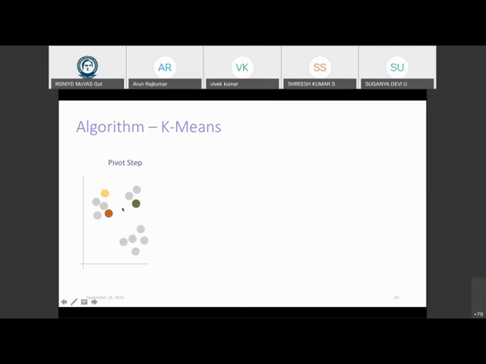Now the other points are all gray, so I don't know their colors. I have to assign a color to each of the other points. If I know this is yellow, this is brown, and this is green, how do you think we should assign the color to each of the other points? What's the easiest way to assign colors?